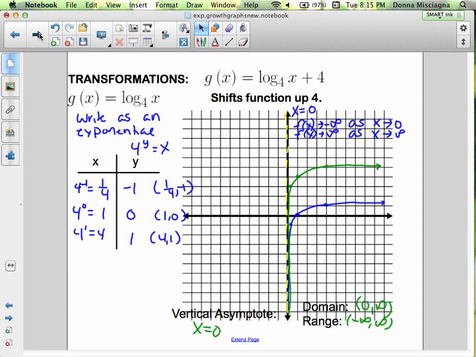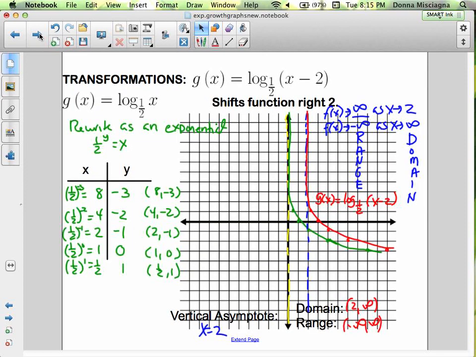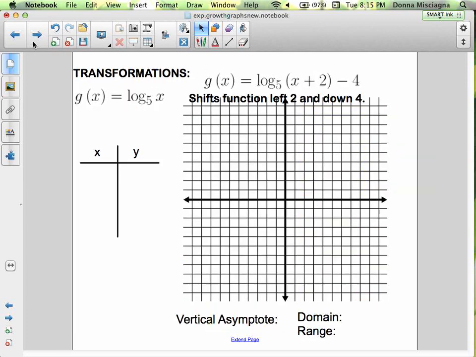Let's graph another one. We've already done this one. Let's go to this one. Here we go. Any day now. There we go. So now we've got two shifts. Our base graph doesn't include any of those shifts. So our related exponential.